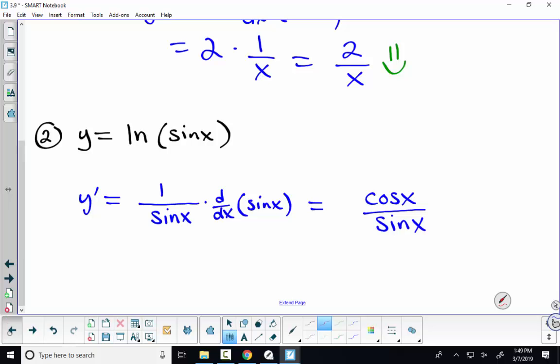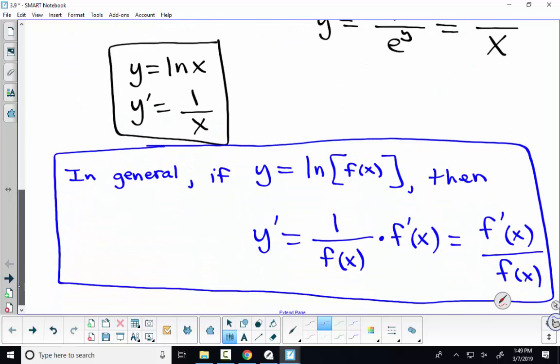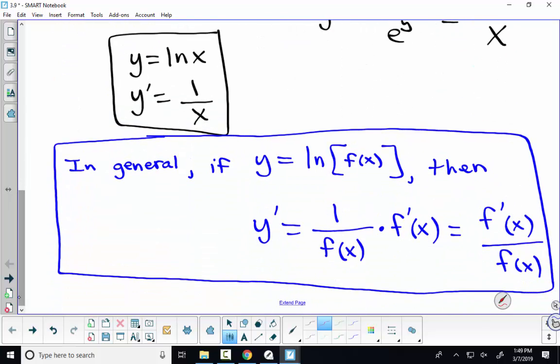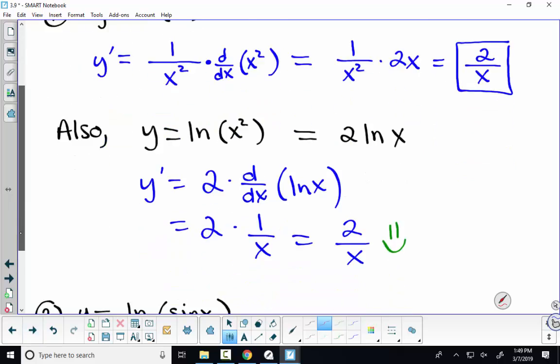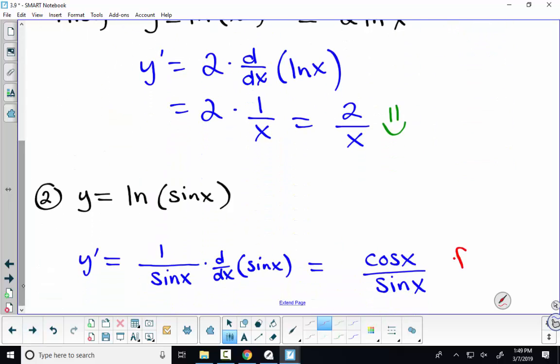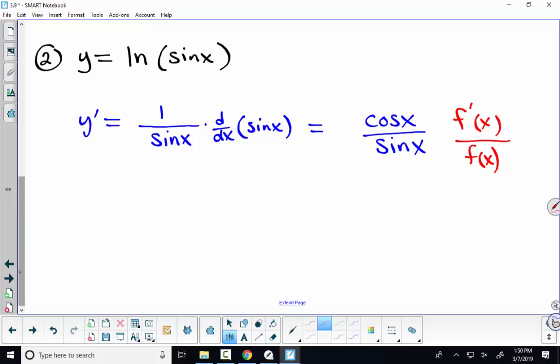Remember the formula we wrote down for the derivative of the natural log was f prime over f. So here's f prime, because f is the inner function. So derivative of the inner function over the inner function. So could that also be cotangent? Yeah, you can write that as cotangent. That's probably how you would see it, honestly.